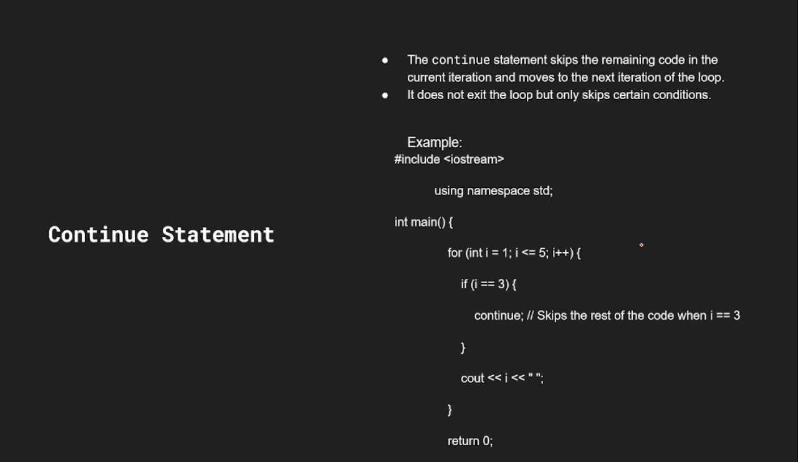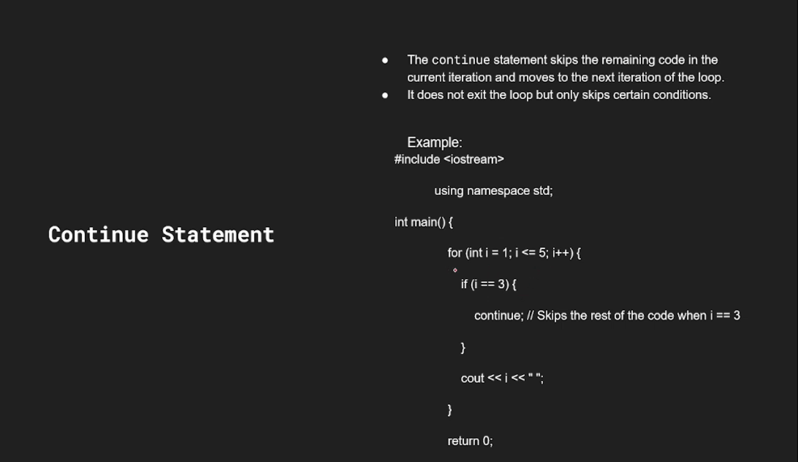And what is the continue statement? The continue statement is basically the opposite of the break statement. It is used to skip the remaining part of the code and move to the next part. In this example, we initialize the for loop with int i equal to 1 and i less than or equal to 5. If we don't want to include 3 in the iteration, we simply use the continue statement, which skips that iteration and moves on.